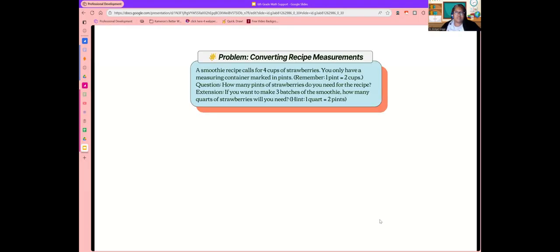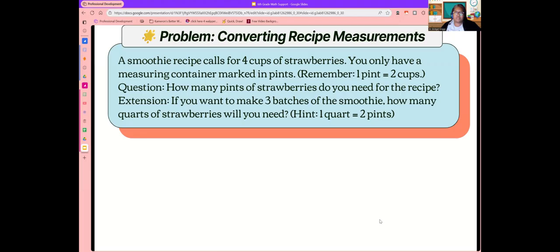Here's our problem. We have converting recipe measurements. A smoothie recipe calls for 4 cups of strawberries. You only have a measuring container marked in pints. But here's a reminder: 1 pint equals 2 cups. So the question is, how many pints of strawberries do you need for the recipe? Before we look at the extension, let's first look at this first question. Then we'll go from there.